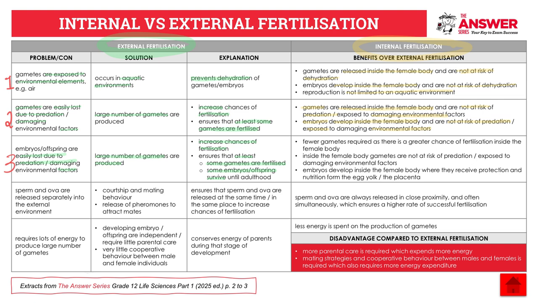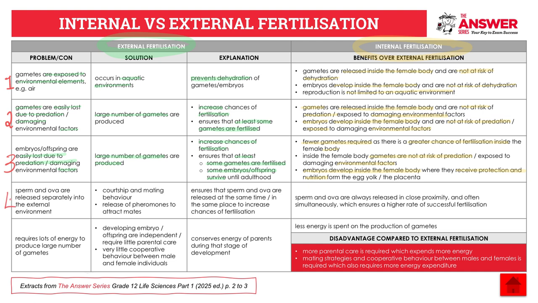5 or 6 survive. Internal fertilization overcomes this problem because fewer gametes are required, because there's a greater chance of fertilization happening inside the female body. The gametes are in closer proximity in an isolated system. Inside the female body, gametes are also not at risk of predation or being exposed to damaging environmental factors. And then the embryos develop inside the female body where they receive the protection and the nutrition that they need from either a yolk in the case of an egg or a placenta in the case of a viviparous organism.